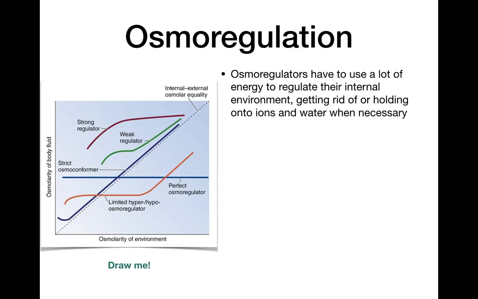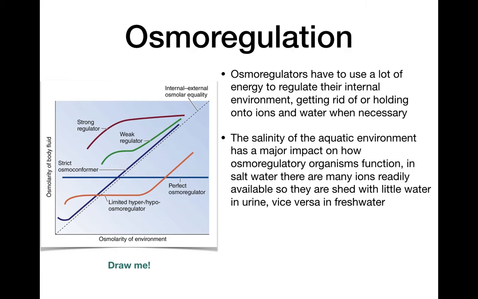Okay, so osmoregulators have to use a lot of energy, just like endotherms use a lot of energy. They have to regulate their internal environment. They have to get rid of ions or hold on to ions and water based on the need, based on the environment they're in, based on their body's need at that point. Now, the salinity of the environment has a really big impact on how osmoregulation happens in different organisms.